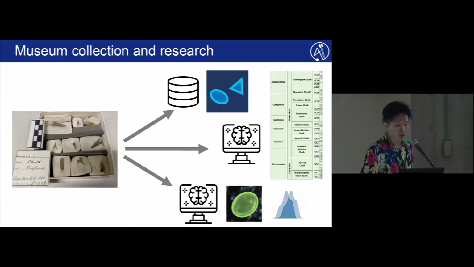So what I've presented here is not much about magic. No magic is involved. We just create a data set, an AI standard data set, and then we apply computer vision and deep learning. We already know immediately what stage the chalk is coming from.